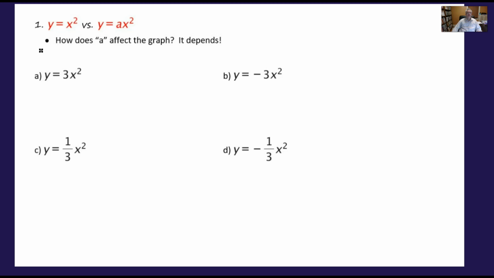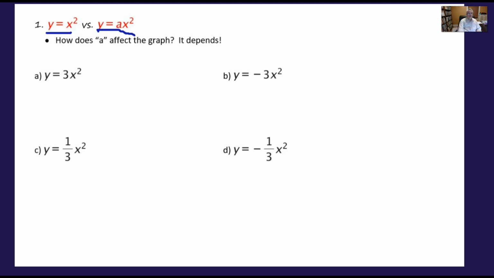So we want to consider the difference between y equals x squared, that's the most basic parabola called the parent function, and y equals ax squared. What happens when we multiply the original function by a number? Well, it depends on what a is. But when we're multiplying a function by a number, we know it's going to be a vertical stretch, a shrink, or reflection, or a combination of those.